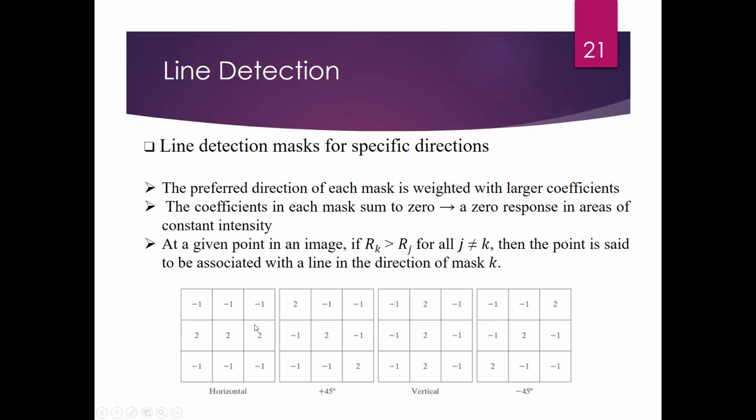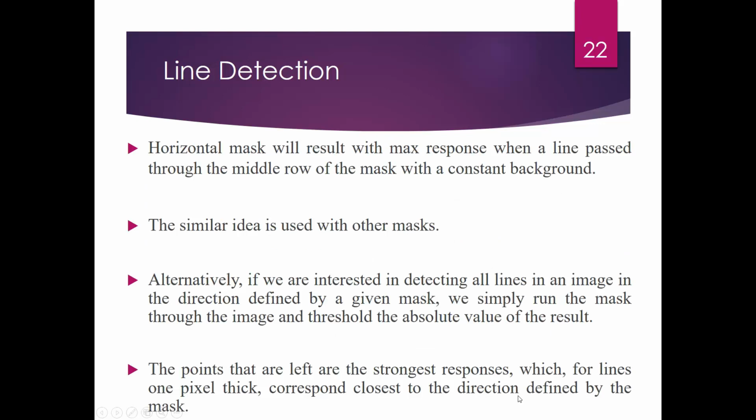of the kernel. Similarly, for the second kernel, the response is best for lines oriented at plus 45 degrees. Similarly, for the third kernel, the best response is for vertical lines, and for the fourth kernel, we are going to get the best response for minus 45 degrees. And the preferred direction for each kernel is weighted with a larger coefficient, that is 2. I think there is a mistake here. We have to mention minus 45 degrees and this has to be plus 45 degrees.